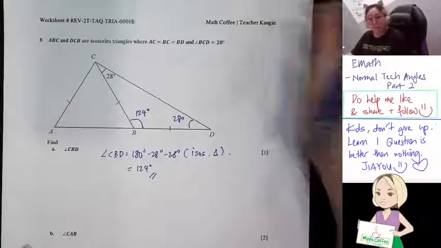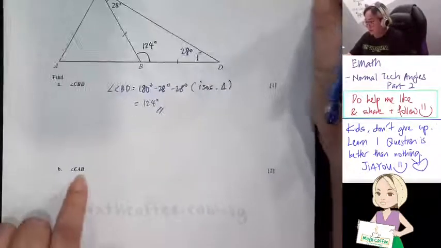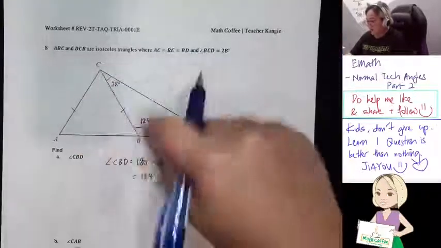Next, they want to find angle CAB. CAB is over here.